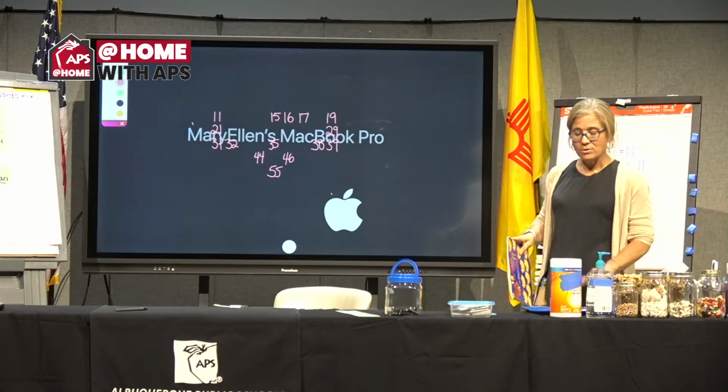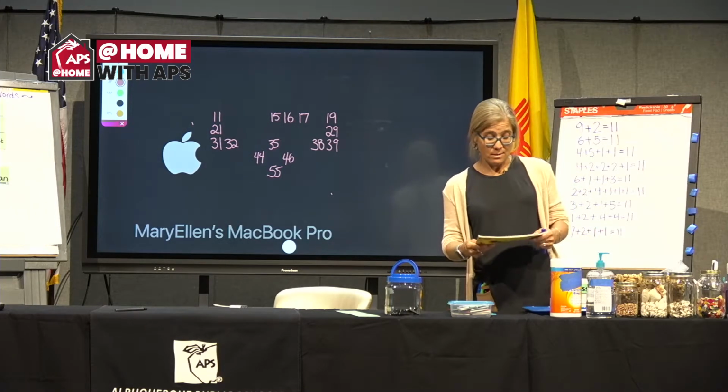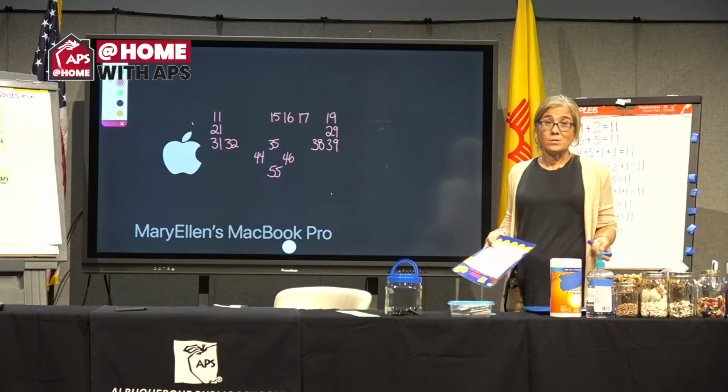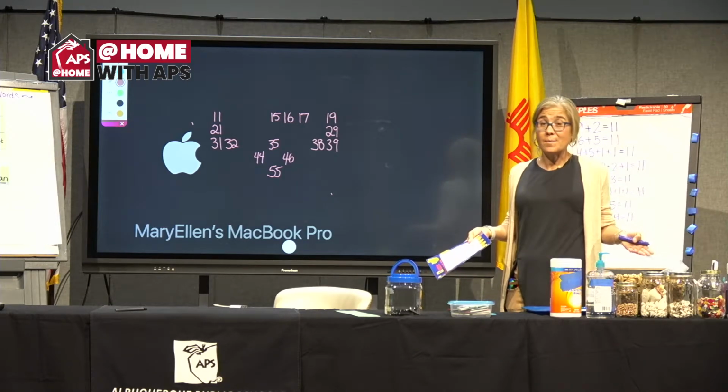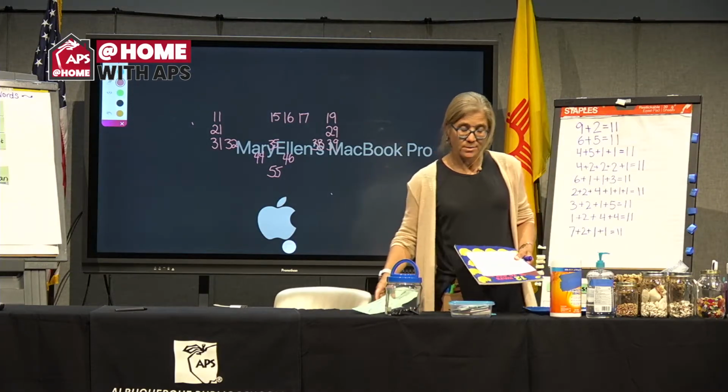So your challenge at home is to see if you can come up with either more ways to make 11, or you could think about ways to make other numbers. See if you can find ways to make 20 or 30 or different other combinations.